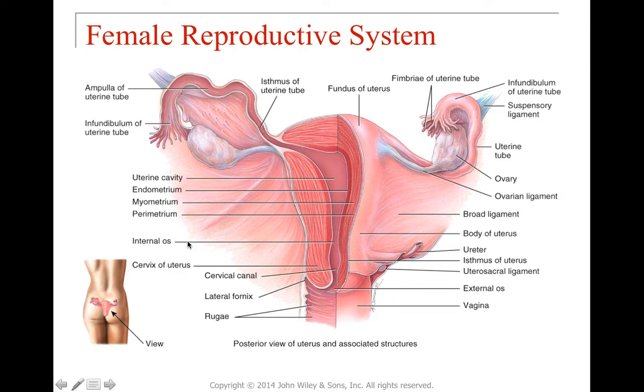This here is the internal os. We also have an external os. So this is the cervical canal. The cervix is going to be the very tip of the uterus that connects to the vagina. Here we are in the vagina itself.